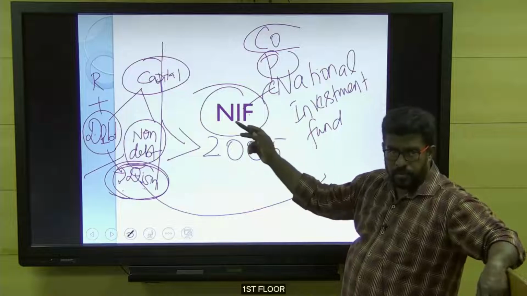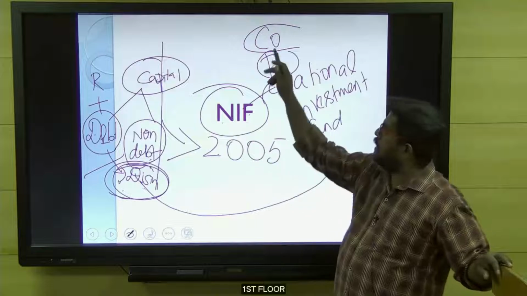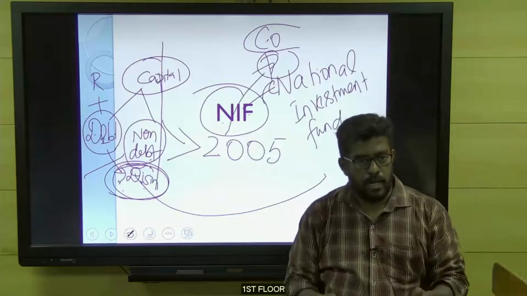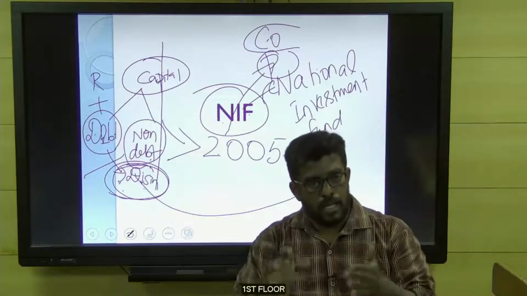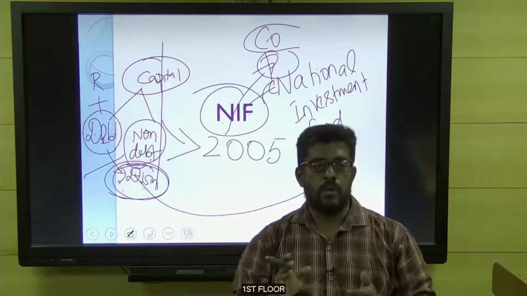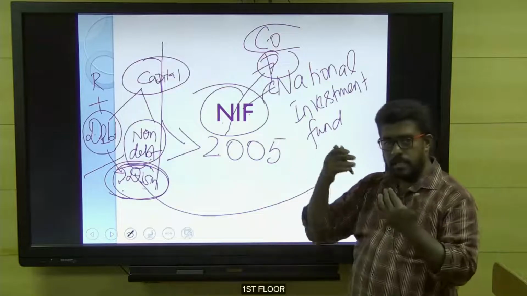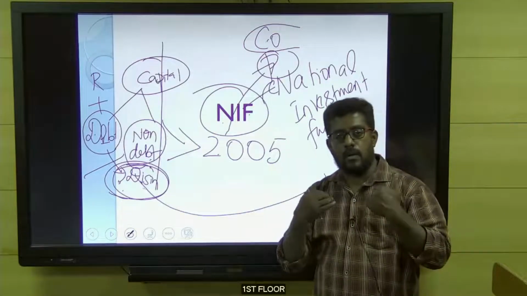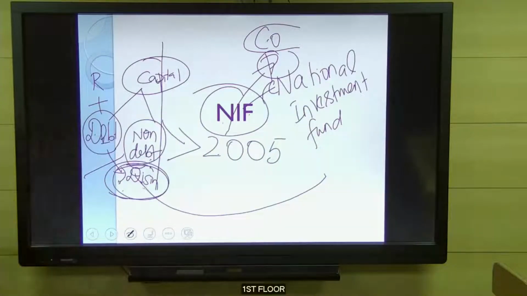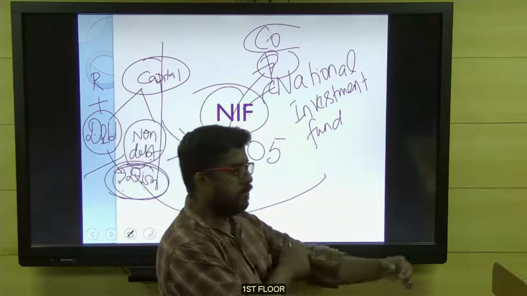Now, this NIF is categorized as non-debt capital receipts, and it does not come under the Consolidated Fund. It comes under the Public Accounts of India. In the Public Accounts of India, there is a category called NIF, and under the NIF you credit the proceeds of disinvestment. That is the method you follow. So the National Investment Fund operates as a separate account under the Public Accounts of India. It is not under the Consolidated Fund of India.